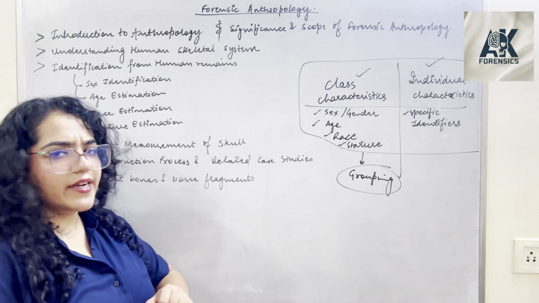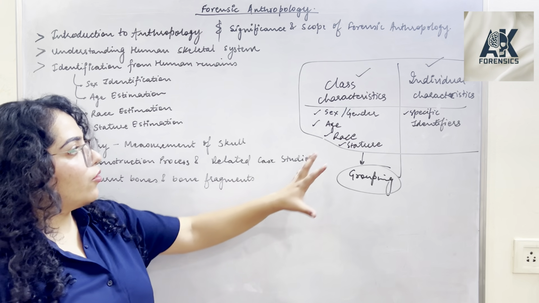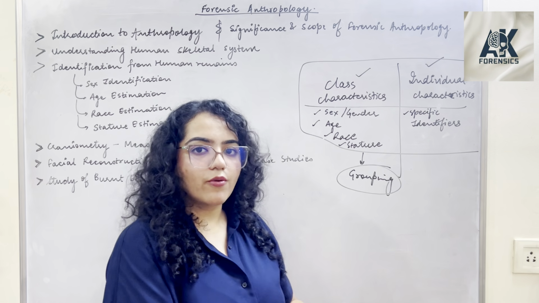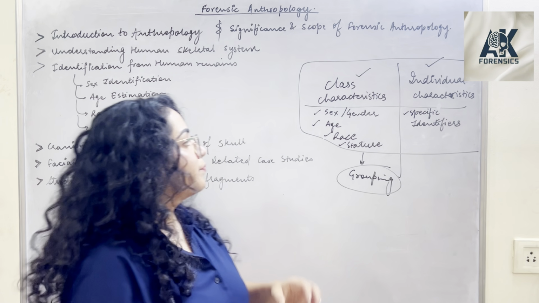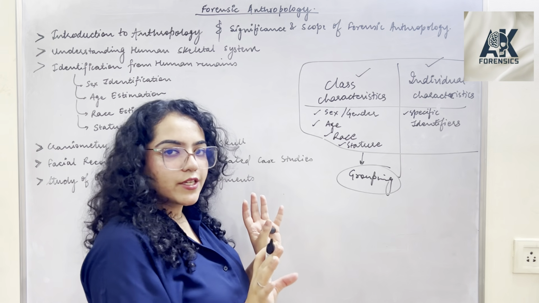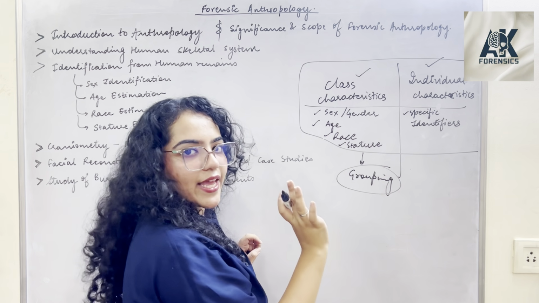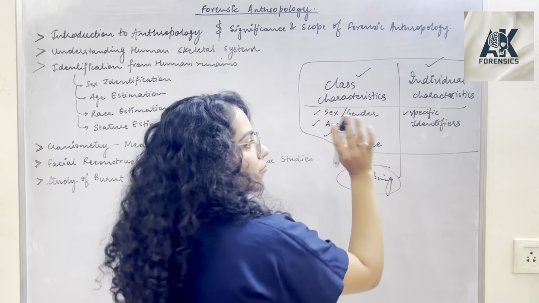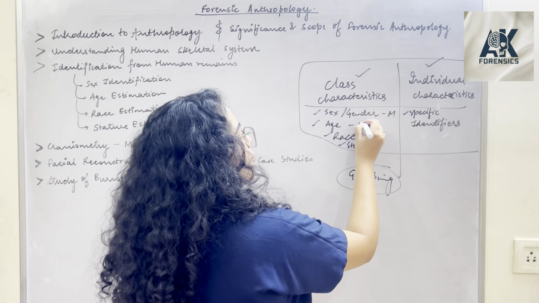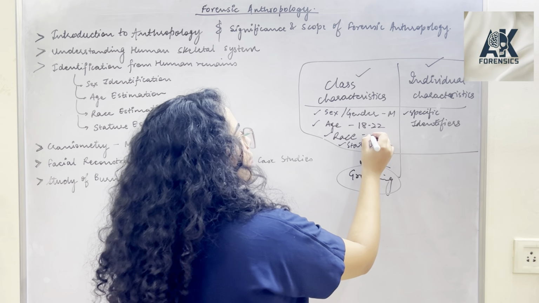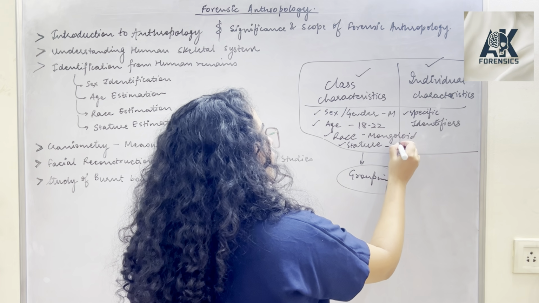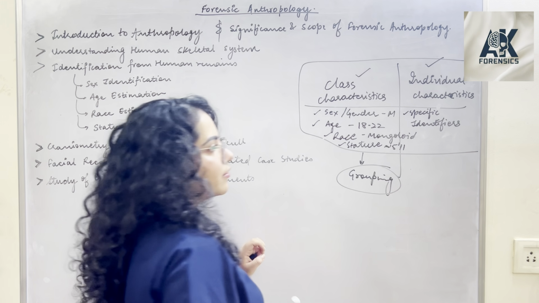If you've studied the Venn diagram, the class characteristics help us narrow down and come to a Venn diagram that we are looking for. Suppose we have received bones from the scene of crime and we have got to know these class characteristics of that skeletal remain, right? So the sex is male, age is between 18 to 22, the race is Mongoloid, and stature is approximately 5'11", right?